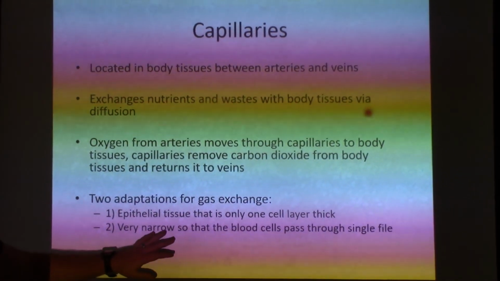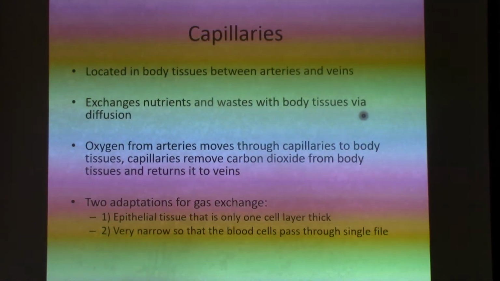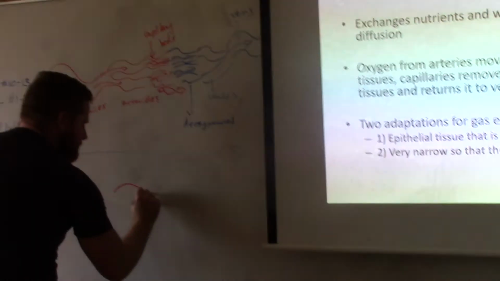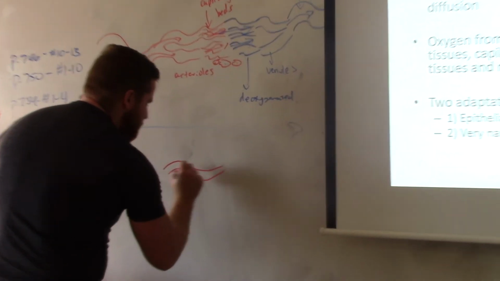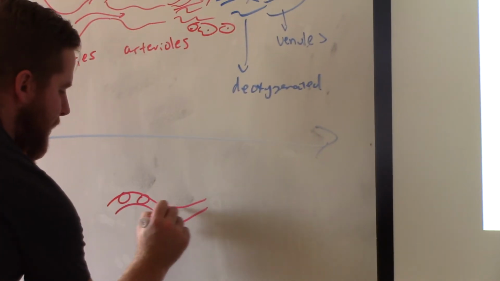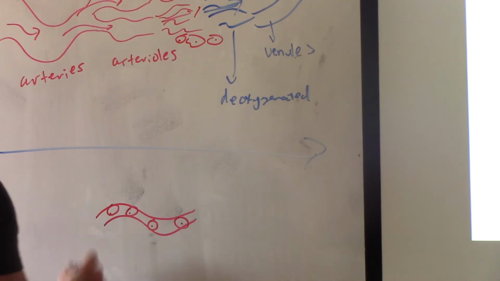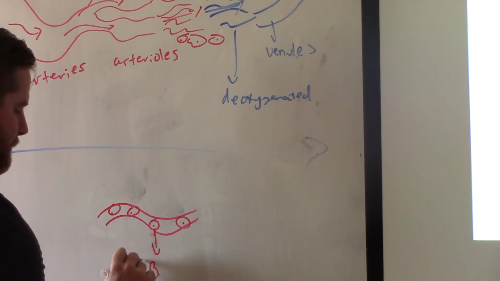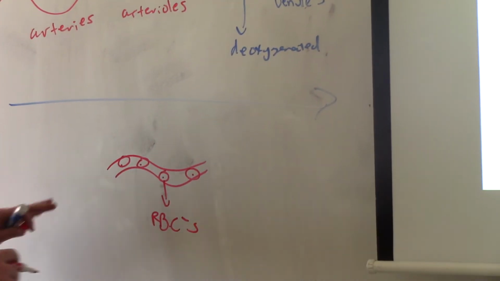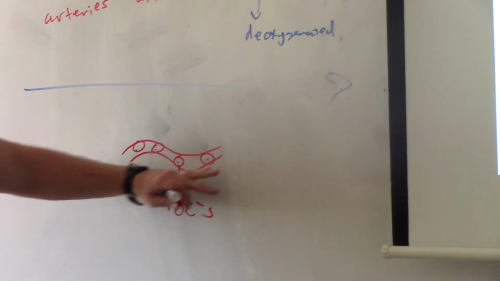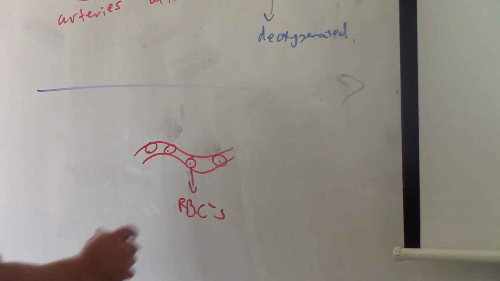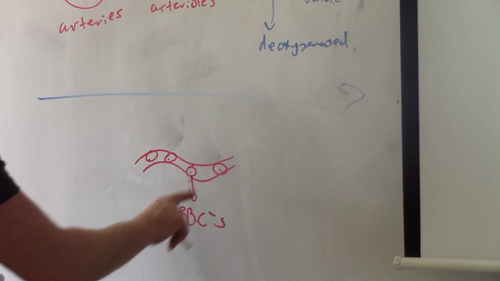And they're very narrow. So they're thin and narrow. So what happens is if this is a capillary, blood cells can travel single file. So RBC is red blood cell. So RBCs can travel single file through the capillary, and that way we don't miss any gas exchange.